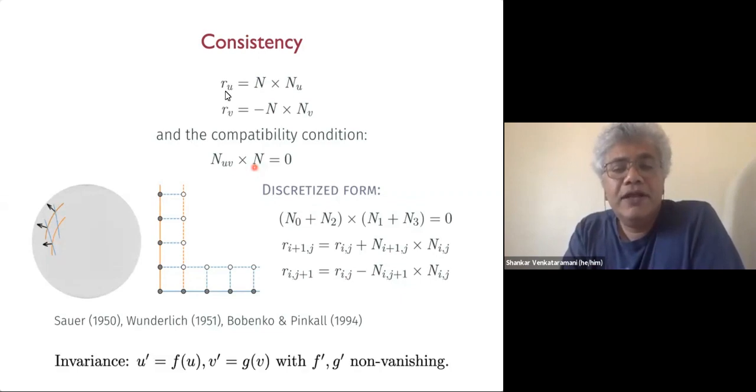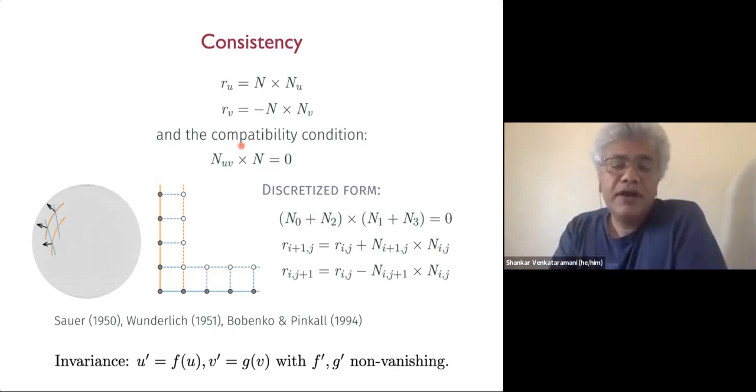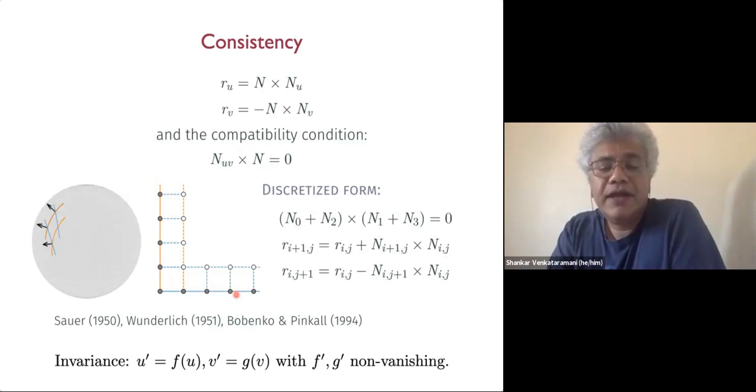Okay? You note that these equations are invariant under changes of coordinates. So if you take any one-to-one mapping that's differentiable, they will have the same form. So your u and v are not uniquely determined, rather they should have this kind of freedom.